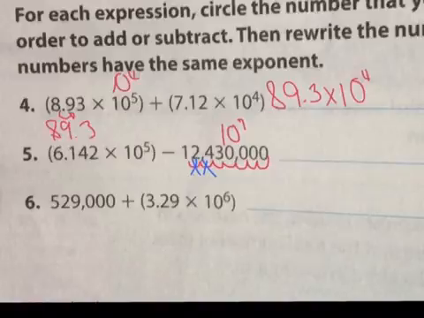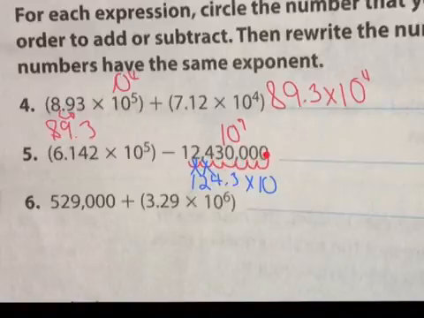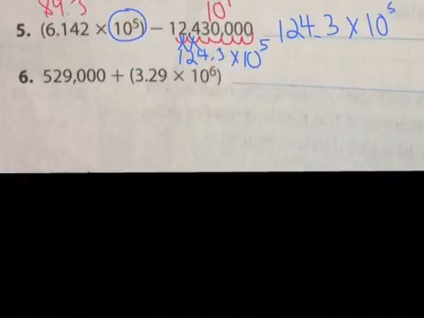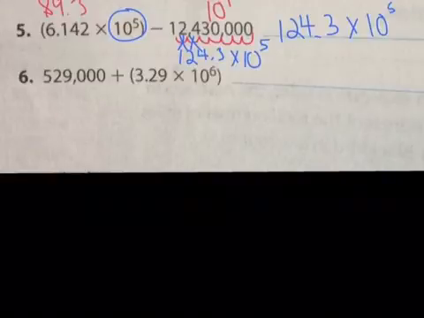So the number would actually be 124.3 times 10 to the, let's see, 1, 2, 3, 4, 5 times 10 to the 5th power. So yeah, it works, right? So let's do 124.3 times 10 to the 5th power. Okay, number 6. If you're feeling confident, try this one on your own. Pause the video and try this on your own. If not, then continue along with me.